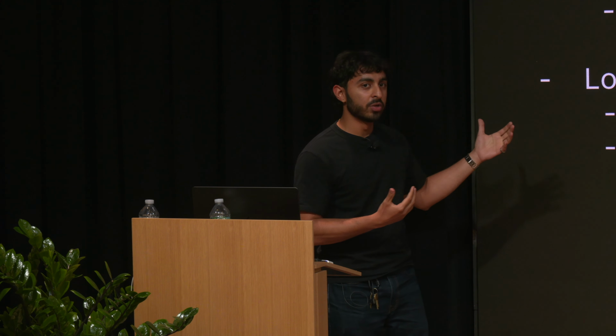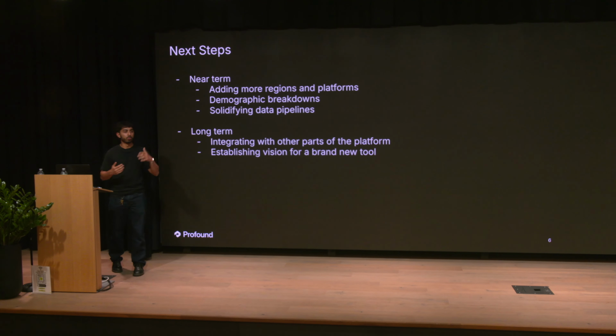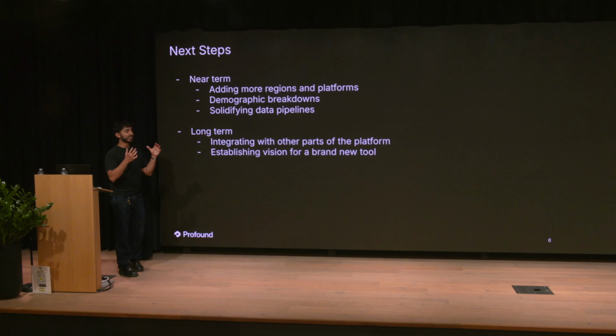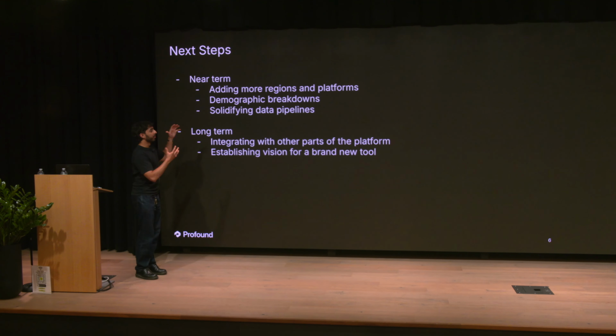The next steps in the near term are the simple things, like adding more regions. Currently, we only show data for America, but we're working on getting more data from Perplexity, Claude, Meta AI, Google AI Overviews, all that kind of stuff. We want to get better at showing more demographic breakdowns and then solidify our data pipelines. And then more long term, it really gets beautiful when you can start integrating other parts of the platform into one another. We've been doing that so far, but I think there's a lot of room for improvement on how we help people make better actions based on the conversation data that we have.